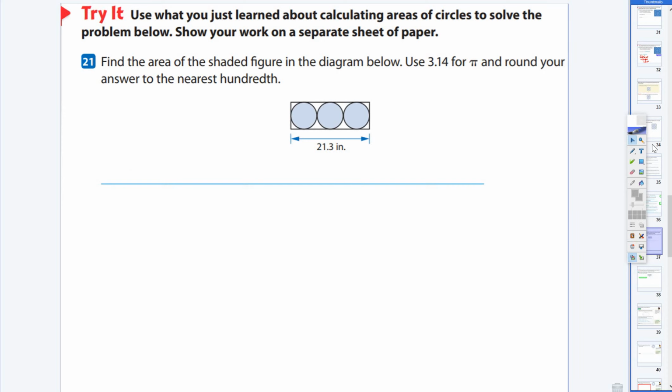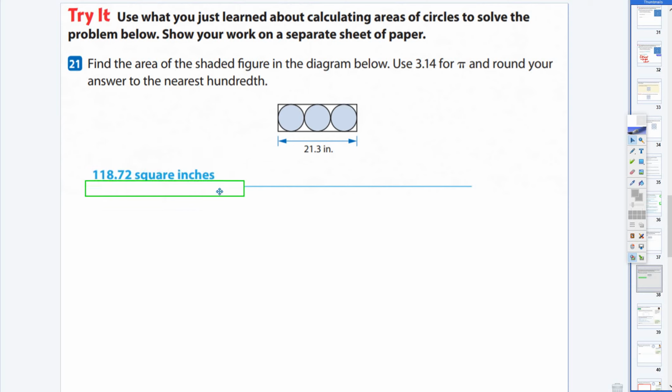I want you to think about this. Okay, there's 3 circles. They are all congruent. The base is 21.3 inches for this rectangle. So I want you to think carefully. Pause this video, solve it, and then unpause it to get the answer.